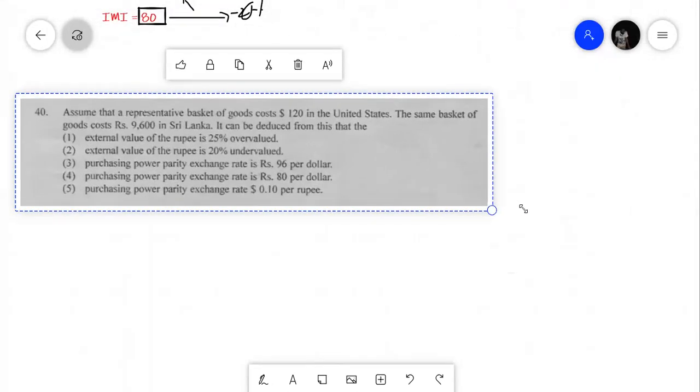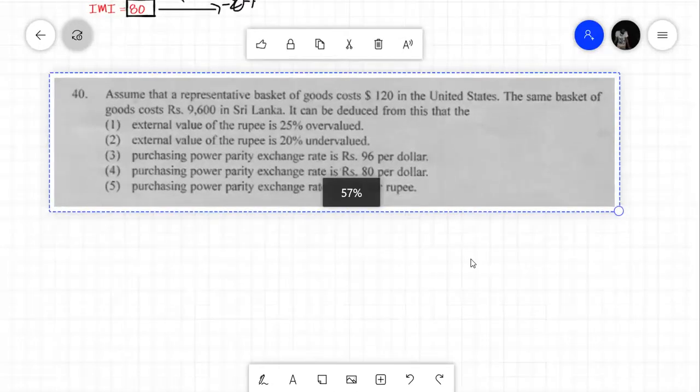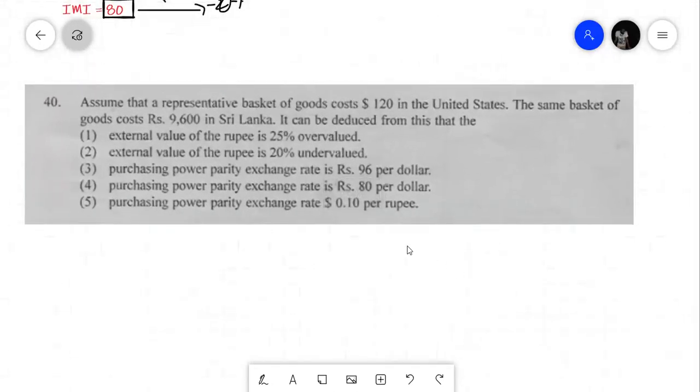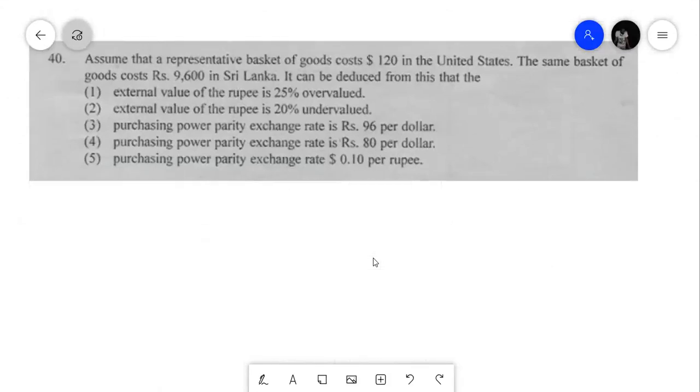Question number 40. Okay, now this is an easy one. This is purchasing power parity. Assume that a representative basket of goods costs 120 in the United States, and the same basket of goods costs 9,600 in Sri Lanka. It can be concluded from this that the external value of the rupee is 25% overvalued, the external value of the rupee is 20% overvalued, purchasing power parity is 96, 80, 10.